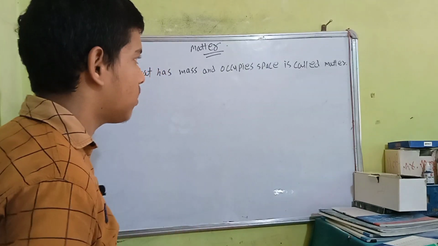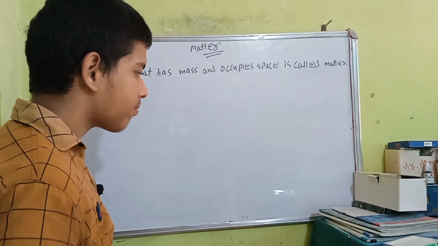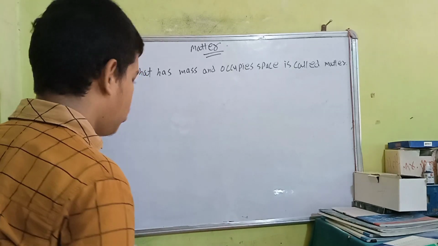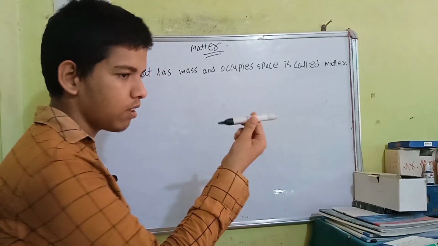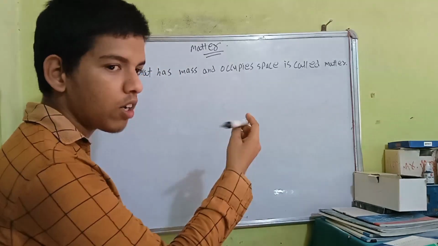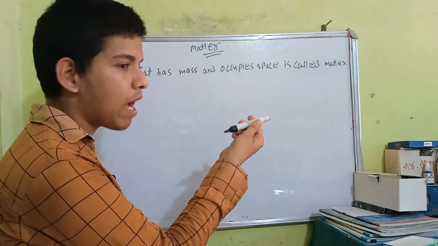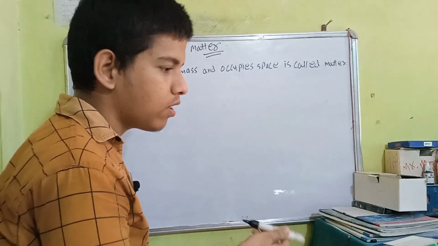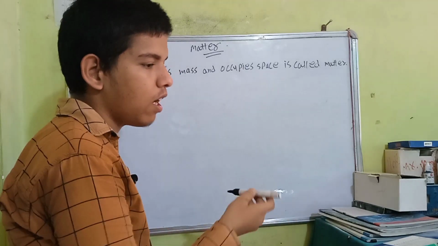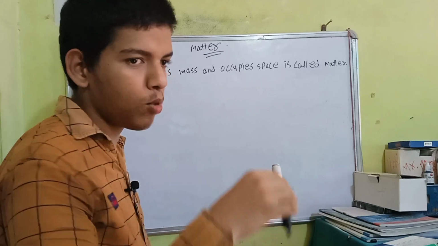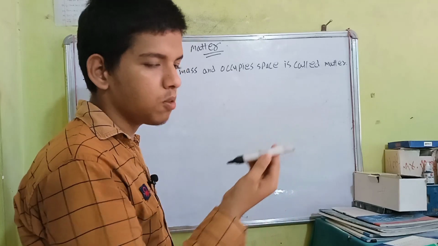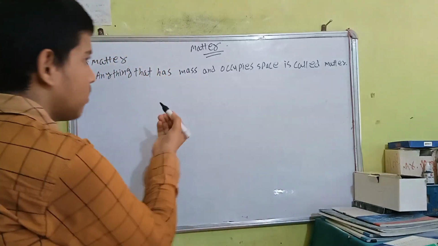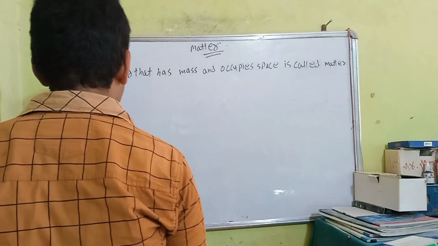So let me explain this definition. For example, you have this marker. This is also a matter, right? Because it has mass and it occupies a space. If I put this thing on the table, it will occupy a certain space, right? So this is the definition of matter.